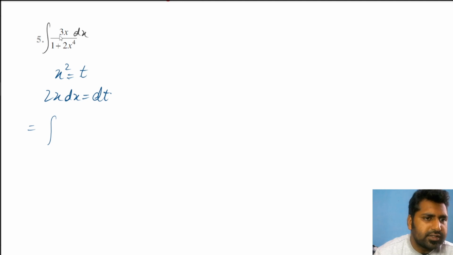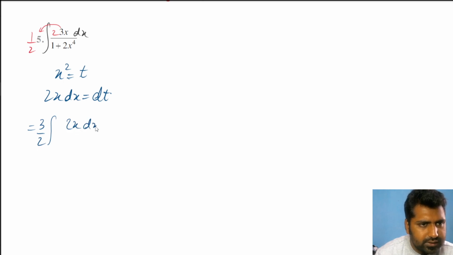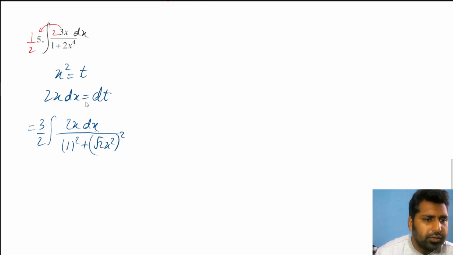In the integration, this is 3 now, but we need 2. So what you do is you take this 3 outside, then multiply by 2 and divide by 2. So outside there will be 3 by 2, then 2x dx, and the denominator I can write as 1 square plus root 2 x square whole square. And now you have your substitution.